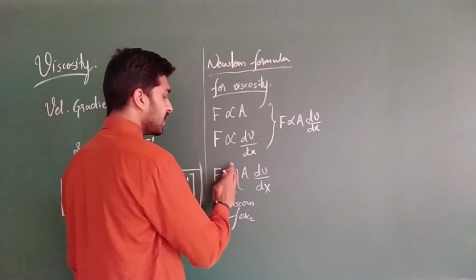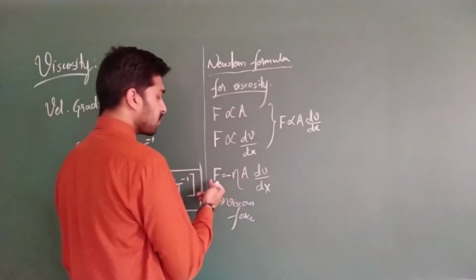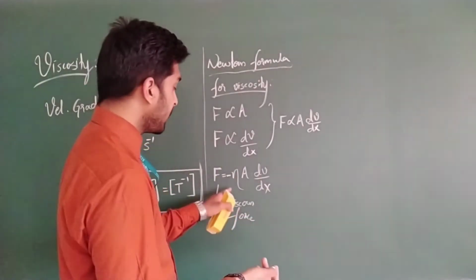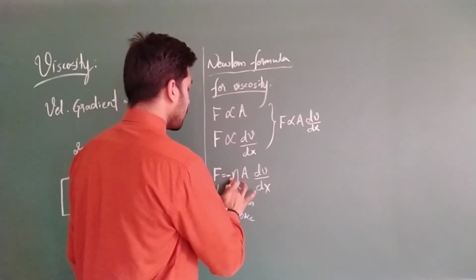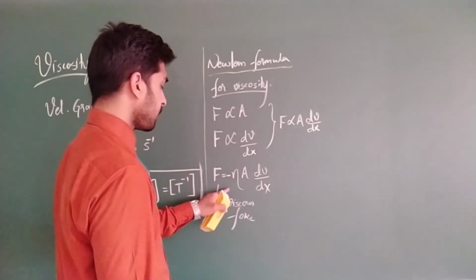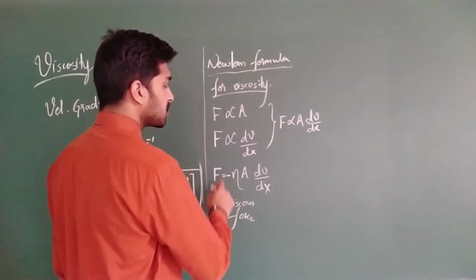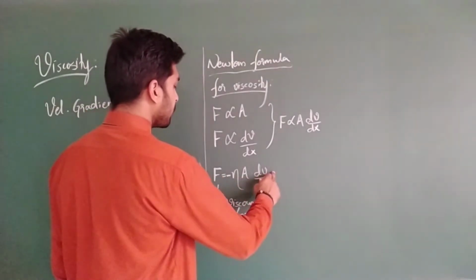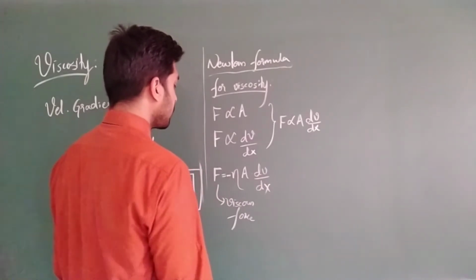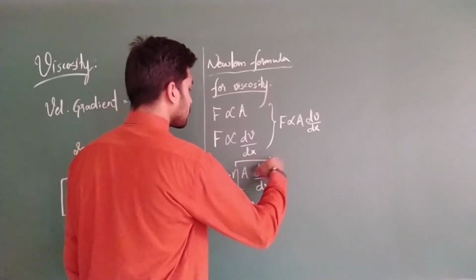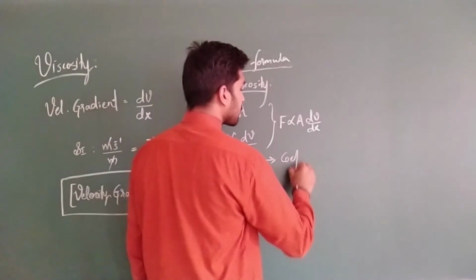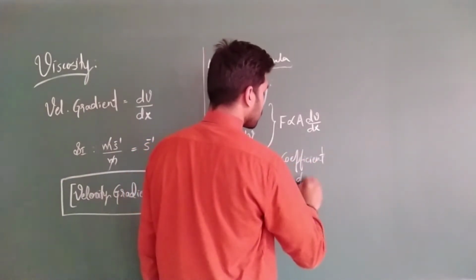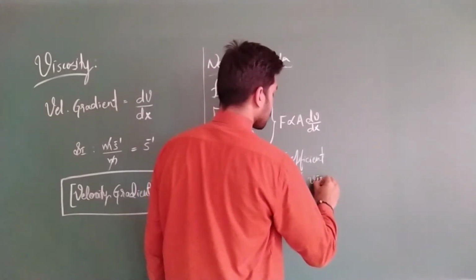So the negative sign indicates that the viscous force and the motion of the viscous medium, or fluid, are opposite to each other. So F is equal to minus eta into A into dv by dx, where eta is known as the coefficient of viscosity.